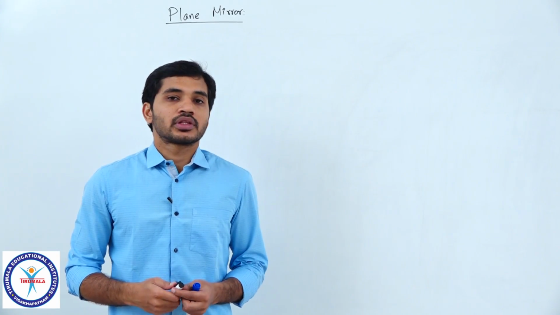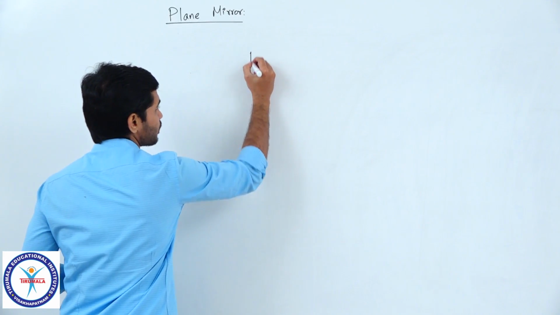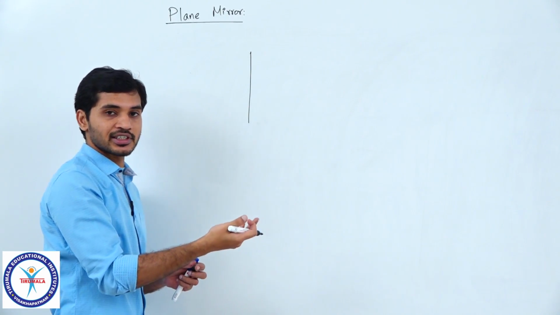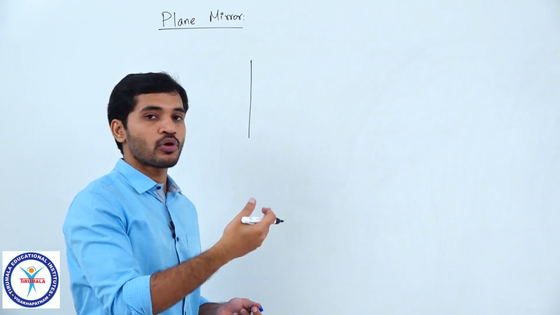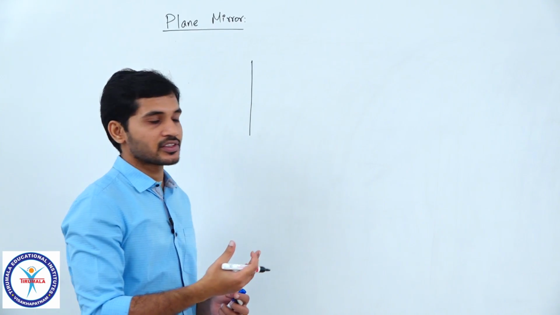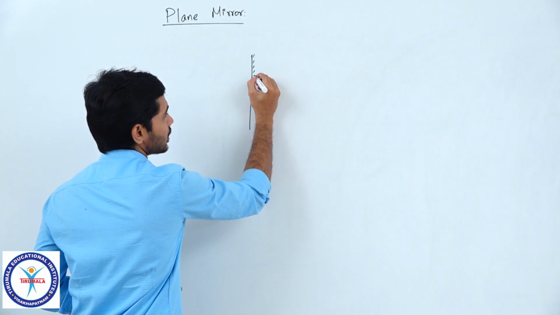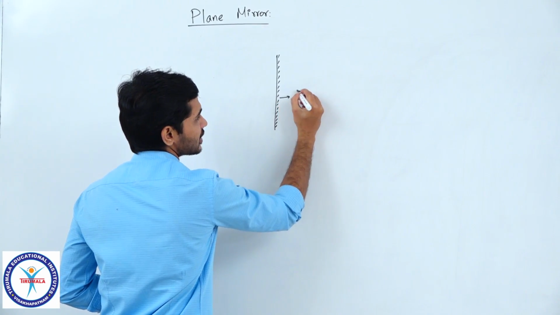Now, let us start with the plane mirror. You all know that a plane mirror basically has two surfaces, one of which is the silvered surface and the other is the polished surface. The polished surface is the reflecting surface. So, when I consider this as the plane mirror, we basically draw dashed lines on one side, which represents the silvered side.